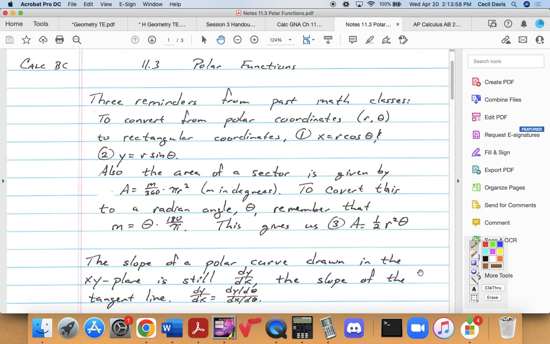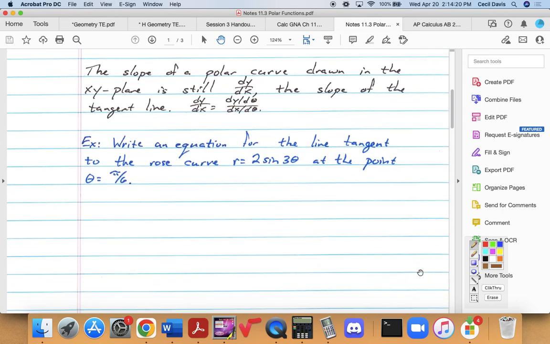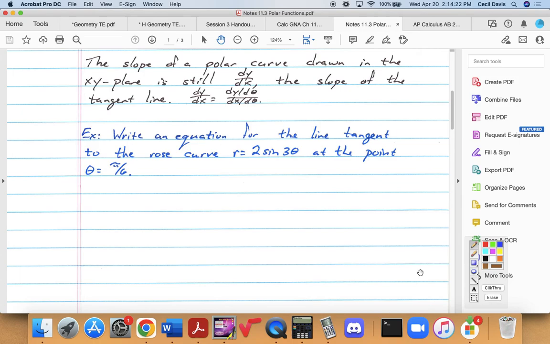So the slope for a polar curve drawn in the xy plane is still dy over dx. In order to get that, what you have to do is figure out what y is, take its derivative with respect to theta, then figure out what x is and take its derivative with respect to theta also, and then you end up with dy dx. So let me show you how that works out.